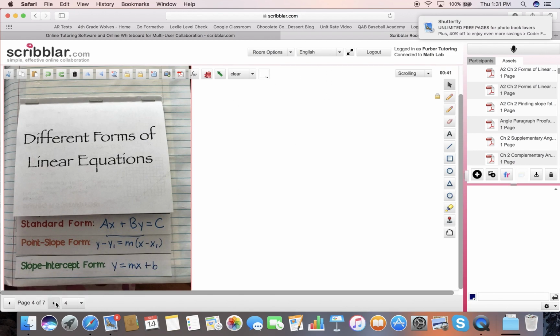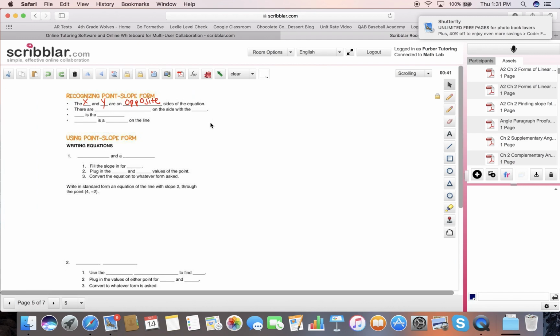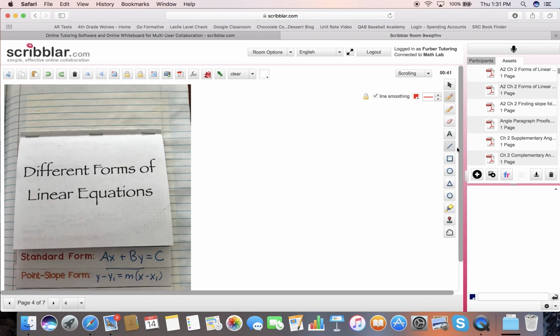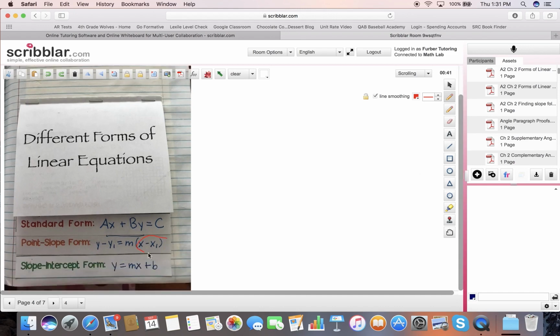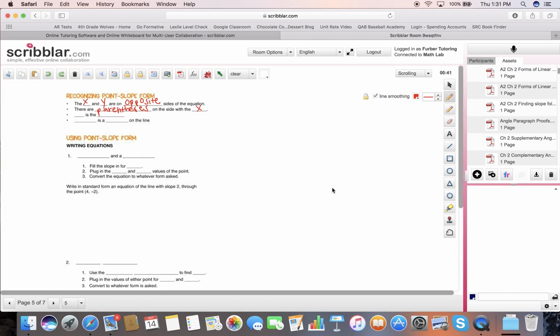So the question is, what separates point slope? The one thing that makes it unique from slope intercept is that point slope form is the only form of linear equations that has parentheses. And they're on the side that's with the x. If you look at it again, you're going to see parentheses on this side with the x. None of the other forms have parentheses. That's how you'll know that something is in point slope form.